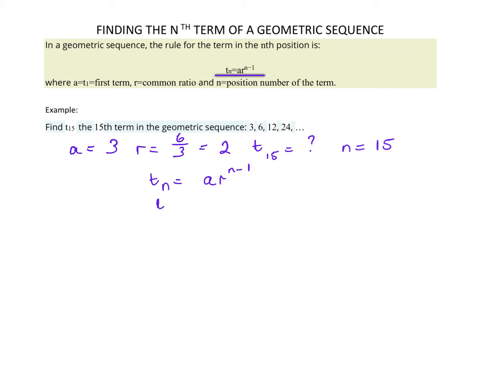So that's our rule, and so T15 is equal to 3 times. Now that r is the only thing that's to the power of that, so I'm just going to put a bracket around that. 2 to the power of n minus 1, which would be 15 minus 1. And when we work that out in our calculator, it comes out to 49,152. So what we have actually found there is the 15th term of that sequence which begins with 3, 6, 12, 24.